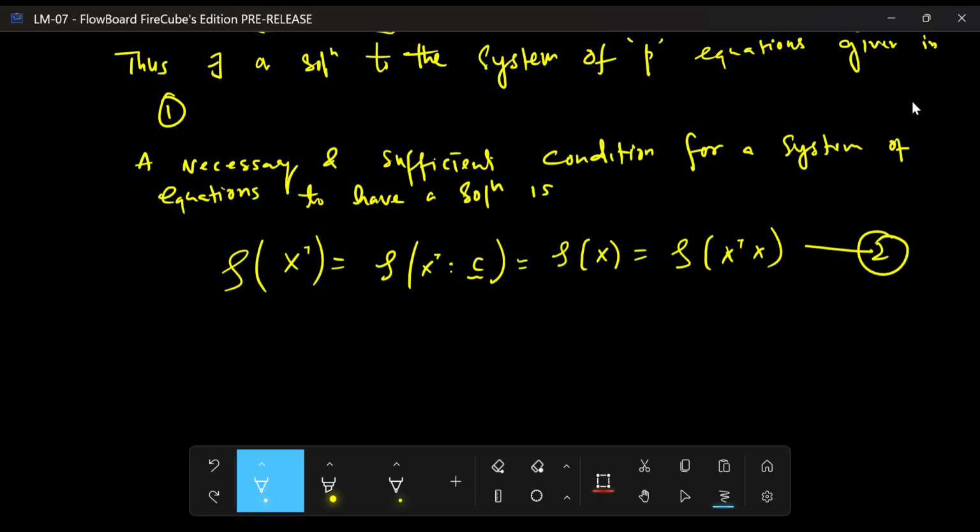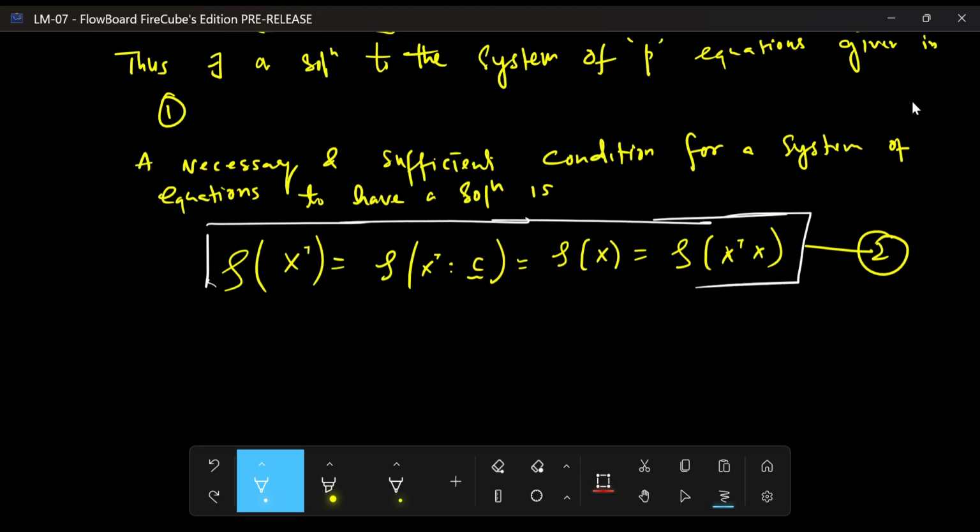Whenever the system of linear equations is consistent as well, then this condition will hold in that case. So we are trying to see the consistent solution of the p equations, then this condition must hold.